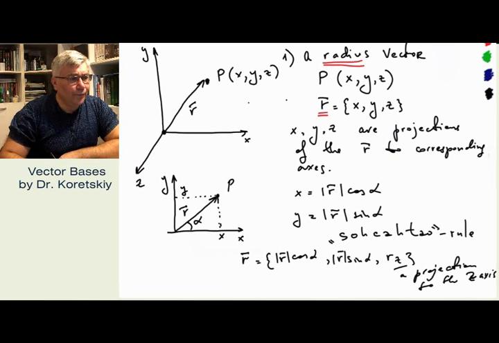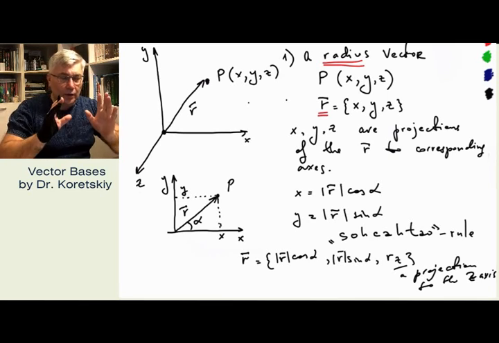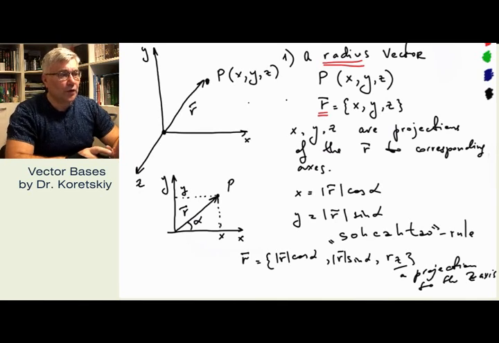So now everything is clear here. The bottom line: a radius vector is a vector which joins the origin of the system of coordinates and a point, and its components are the projections of this vector in the x, y, and z directions.